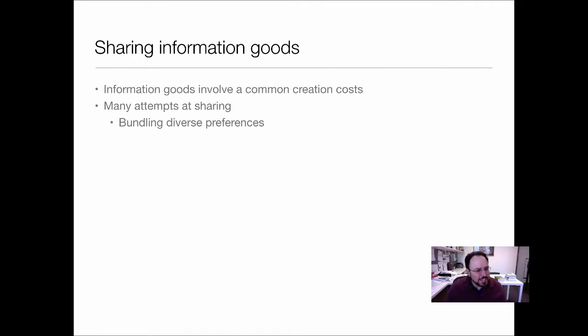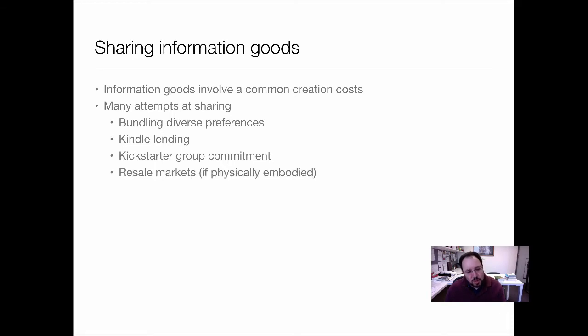We somehow have lending arrangements. Kindle had lending arrangements where you can buy some digital goods and then lend them to other people. Those things haven't really taken off. And then we're going to have Kickstarter. That's a group commitment. We'll talk more about that. We've also had resale markets if the goods can be physically embodied, that it can allow sharing of costs across more people.